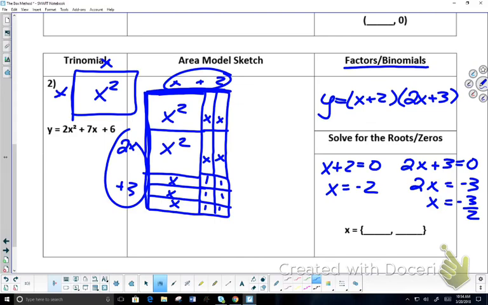So which one of these is the smallest? -2. Okay? So if I were to graph this, that means I would have a point at -2 and -1.5. Those would be my 2 roots, correct? Okay? You want to try another one of those? Flip your page and try 3.